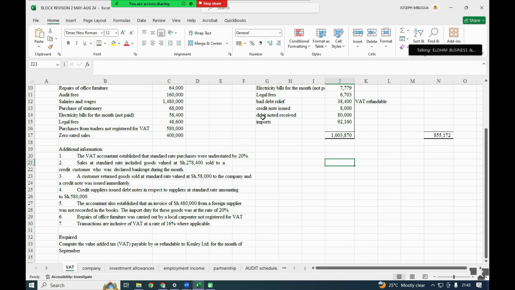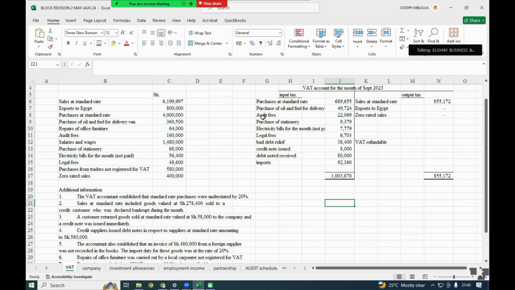So if we received it from the supplier, it means that what we had purchased at standard rate was understated. Instead of issuing another invoice, they issued a debit note. So it's supposed to be debited, not credited, because it's a debit note, not a credit note. So a debit note is for undercharge, a credit note is for overcharge.